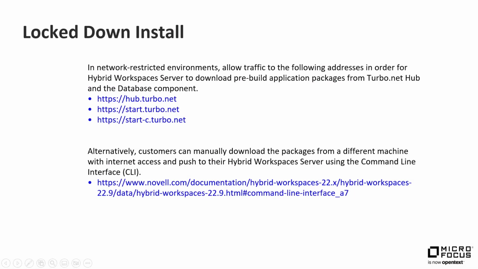Additionally, for lockdown environments, you may want to unblock the following URLs if you want to be able to pull images from the TurboNet hub. As an alternative, a customer can also download packages from the TurboNet hub from a different system using the Turbo client command line interface and push it to their Turbo server that way, if they don't want to open up their network to the hub addresses.